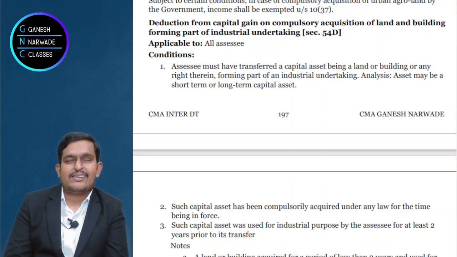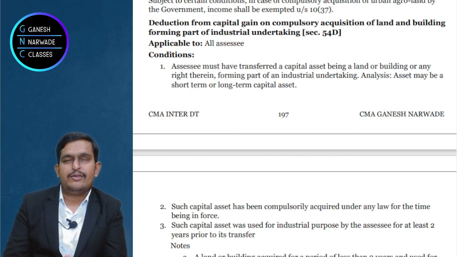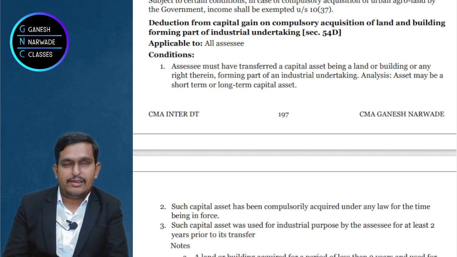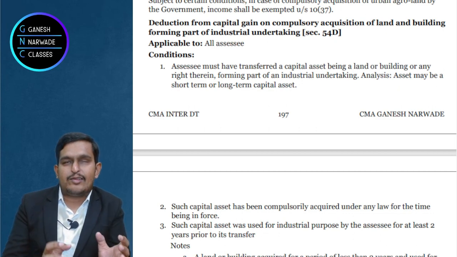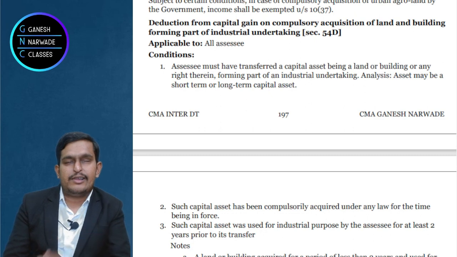Welcome everybody, and in this lecture we'll discuss Section 54D. What is the section number? Section 54D. It talks about land and building that is compulsorily acquired by the government, whether it is state government or central government, and that land and building was actually used for industrial purpose. So 54D talks about compulsory acquisition of land and building by government which was actually used for industrial purpose.